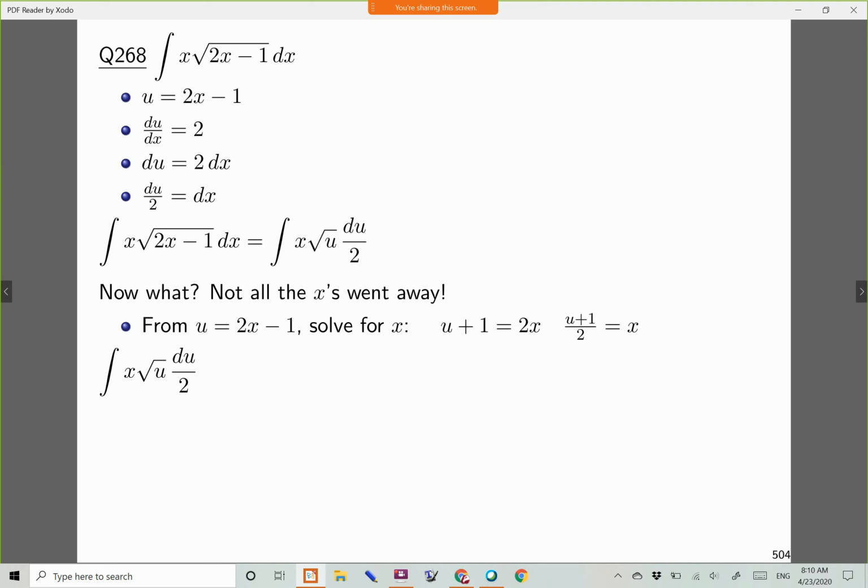Just to, again, because this discussion is getting in the way, I just made a copy of this so that this makes sense if people just download the slides. But I replaced the x that's right there with u plus 1 over 2 because that's what we just saw that x should be equal to.